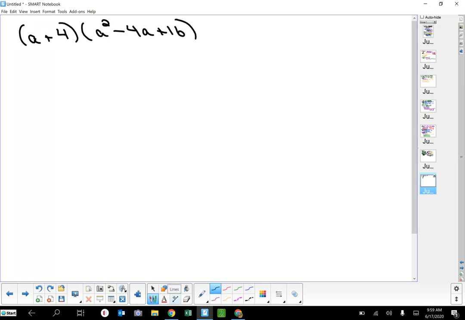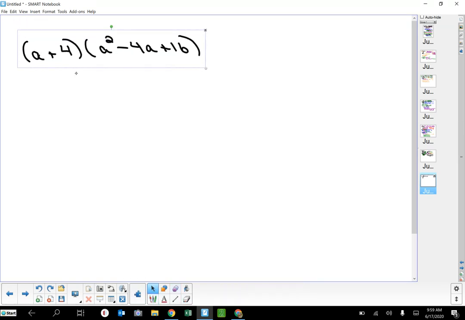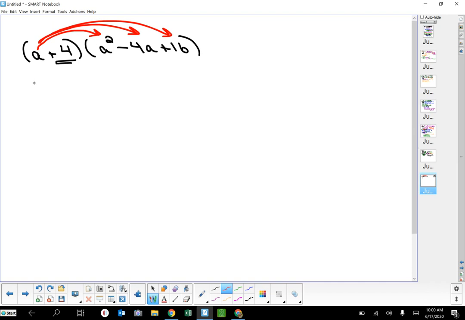So if you could just use your finger and cover up the plus 4 in the parentheses, we're going to just multiply the a by all three things inside these parentheses. So a times a squared is a cubed. A times negative 4a is negative 4a squared. And then 4 times 16 is 64. Okay, and now we're going to take the 4 and multiply.